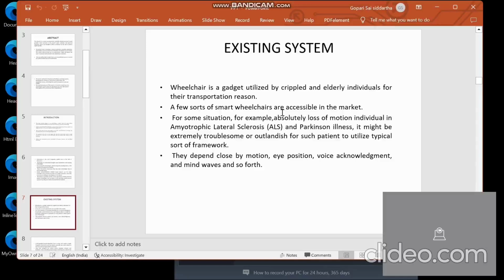Now let us see the existing system. A wheelchair is a gadget utilized by disabled and elderly individuals for transportation. A few types of smart wheelchairs are available in the market for some situations. For example, for people with complete paralysis, amyotrophic lateral sclerosis and Parkinson's disease, it might be extremely difficult or impossible for such patients to use a typical kind of system. They depend on gestures, eye position, voice recognition, brain waves, and so on.